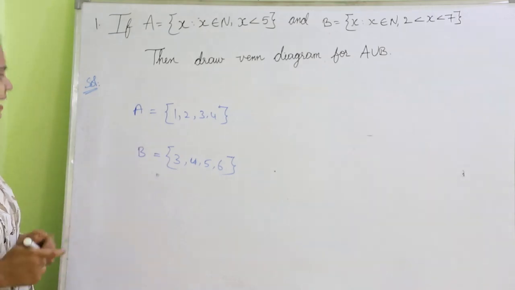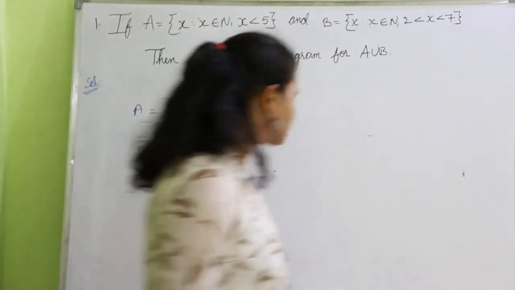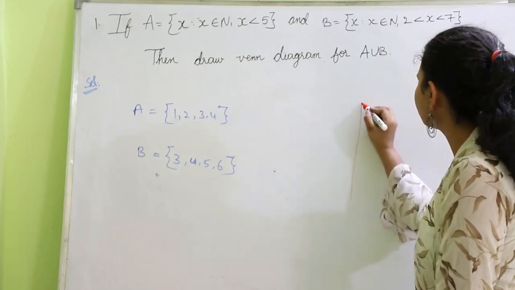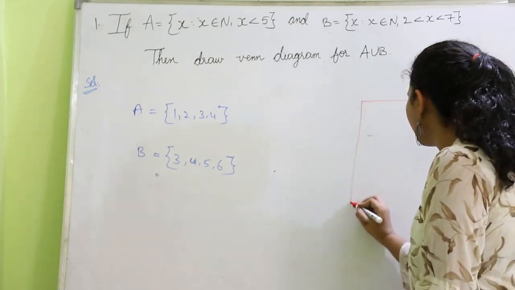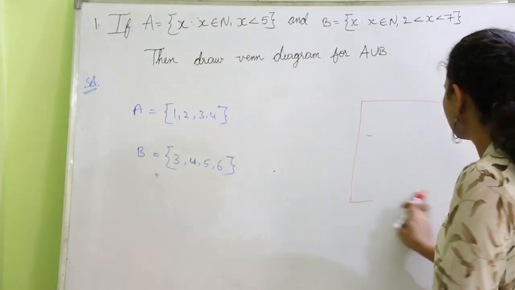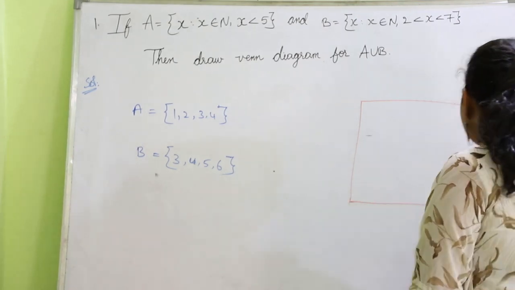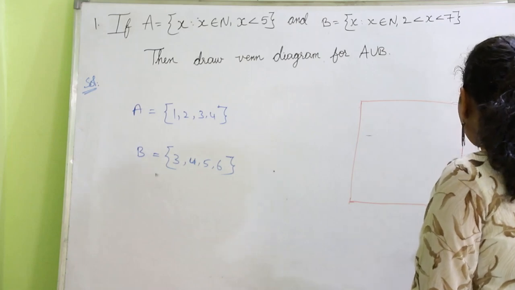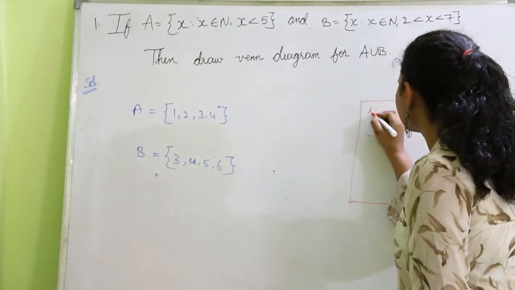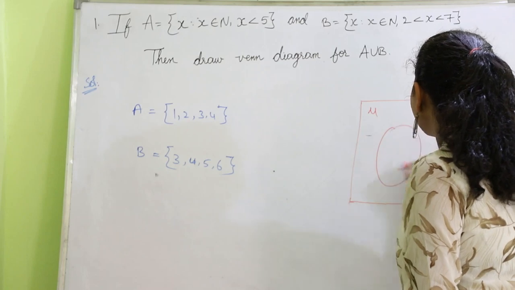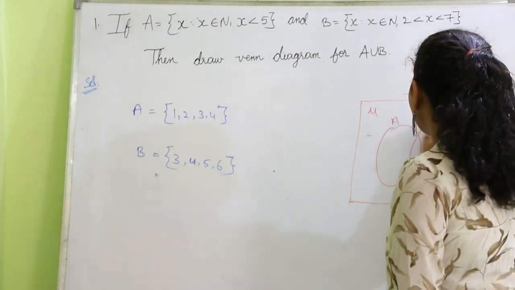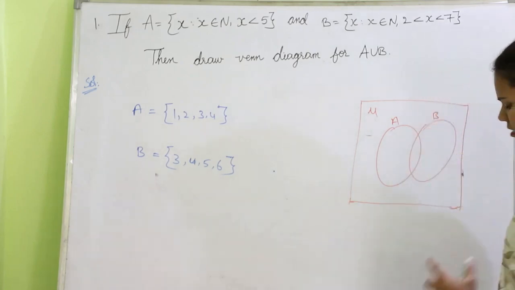Now let us draw the Venn diagram. We know how to draw the Venn diagram, right? We have learned this, as this question is from sets. Let this be the universal set. Here you have the A set and the B set. Let this be A, B.